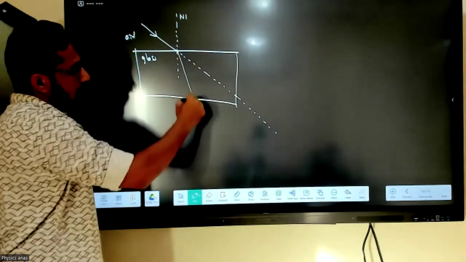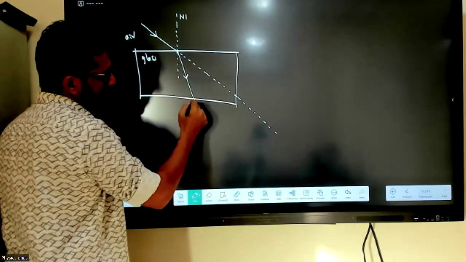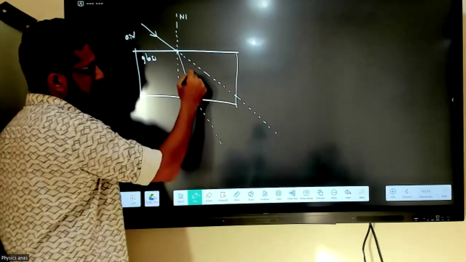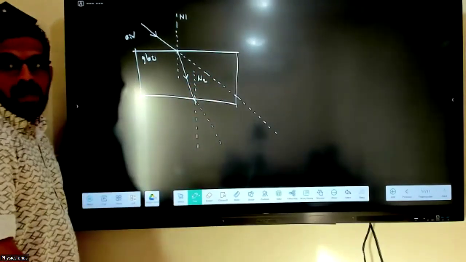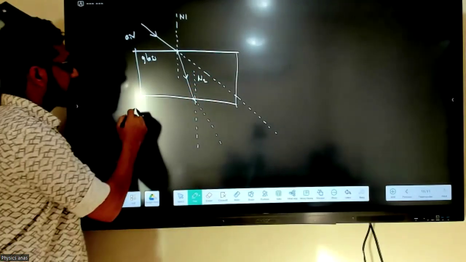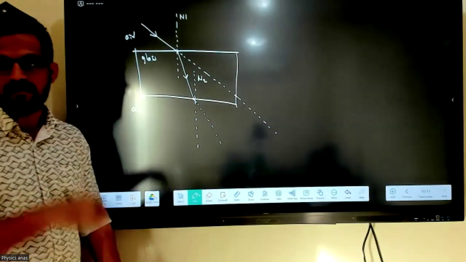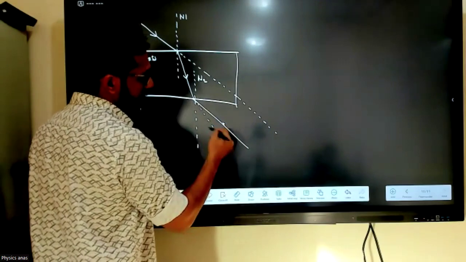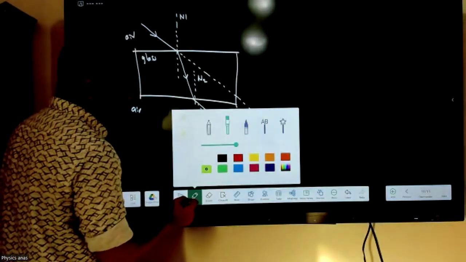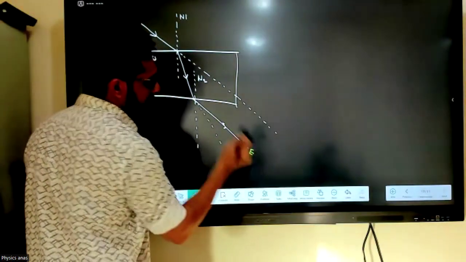It will bend towards the normal like this. There will be another normal like this, which I am taking as N2, and the ray will be coming from glass to air again. If it is coming from glass to air, then it will bend away from the normal. And now you can see the emergent ray.